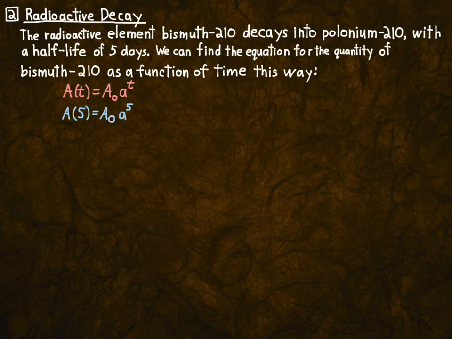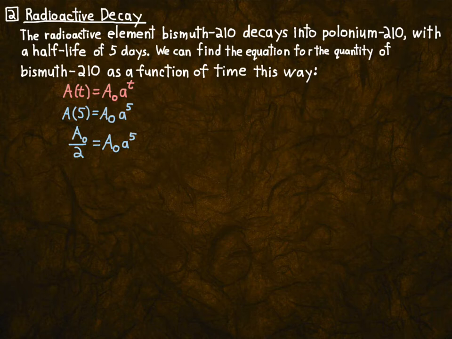Now they want to know, they give you that the half-life is 5 days. So we put in the 5 for the half-life. What should A of 5 be? A of 5 should be half of the initial amount. So A of 5 should be half of A sub 0. So I should replace A of 5 with A sub 0 over 2, which I did there.